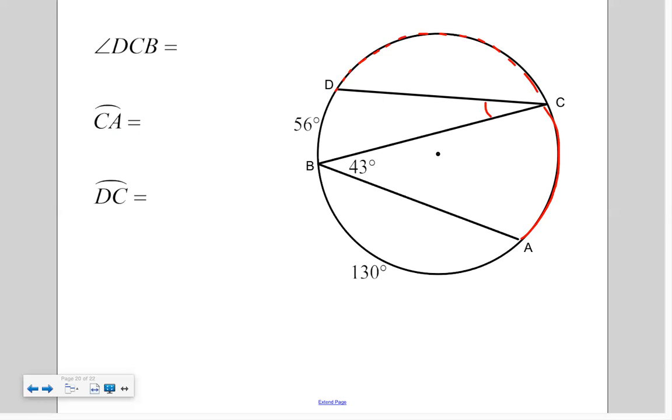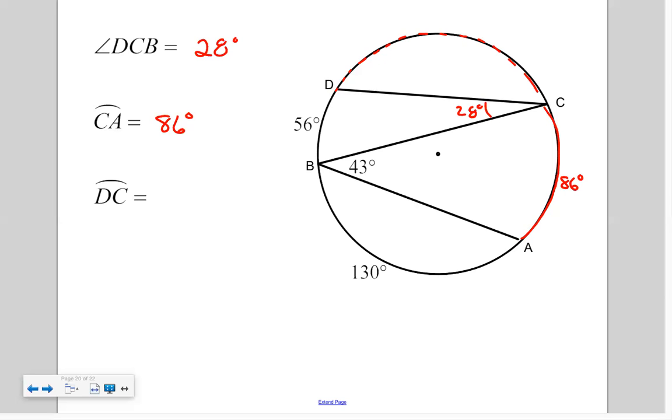All right, let's do these one at a time. I'm going to do angle DCB. So this is an inscribed angle. It's half of the arc measurement, so it's half of 56. I believe that makes it 28 degrees. Okay. Arc CA. For this arc, the inscribed angle is 43, which is half the measure of the arc, so I have to double that. 86 degrees.